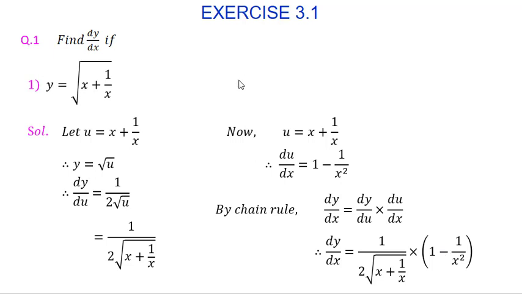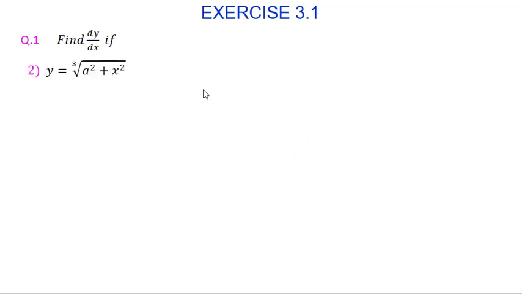So here this y is a composite function of x. Now let us move to the second question. Here I have y is equal to third root of a square plus x square. Now third root of a square plus x square means a square plus x square the whole power 1 by 3. Here again I can take u is equal to a square plus x square and proceed as we have done in the previous problem. So it is left to you, you try and solve it yourself.